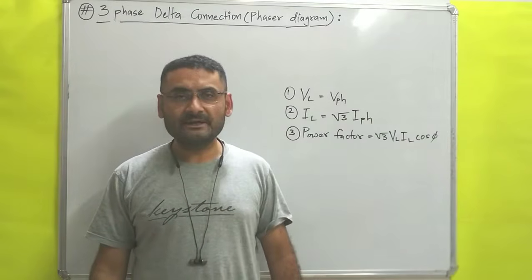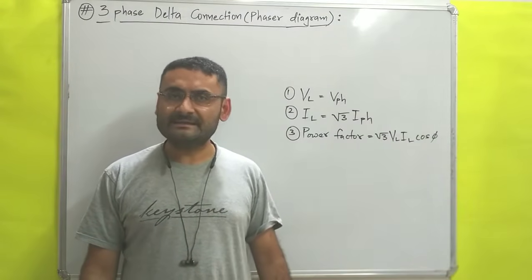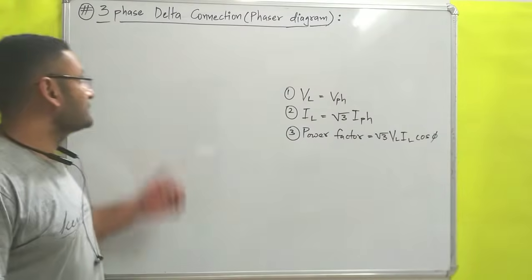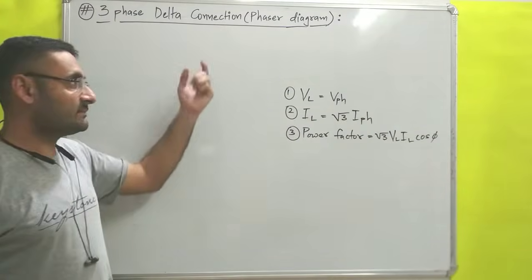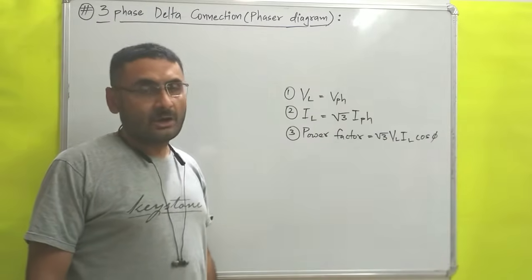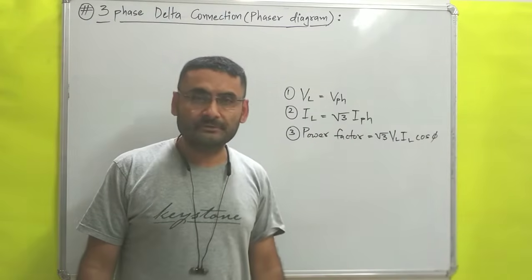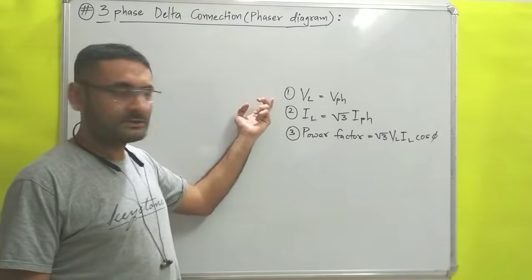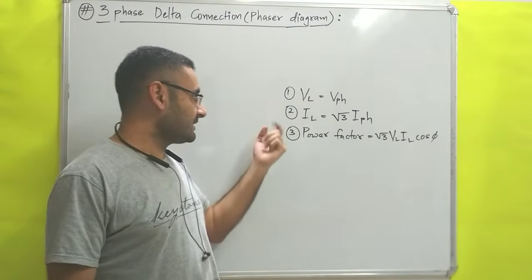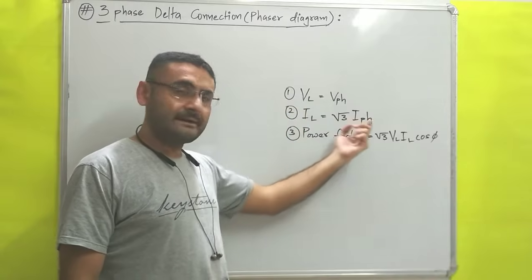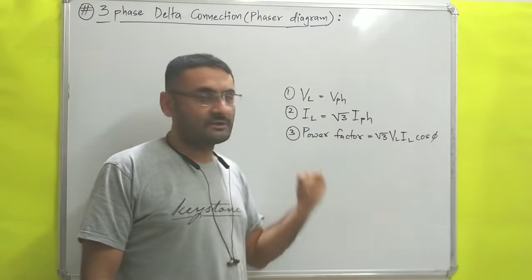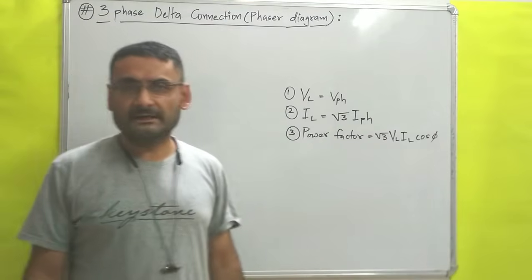Hello students, today we will study unit number 2, AC circuits, in which we are going to study one topic, which is three-phase delta connection with its phasor diagram. Also, in this video, we are going to derive three important equations. First, the relationship between line voltage and phase voltage, then the relationship between line current and phase current, and at the end of this video, we will derive the equation for power factor for the delta connection.